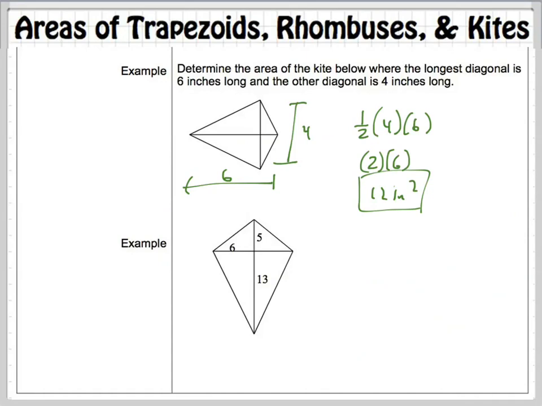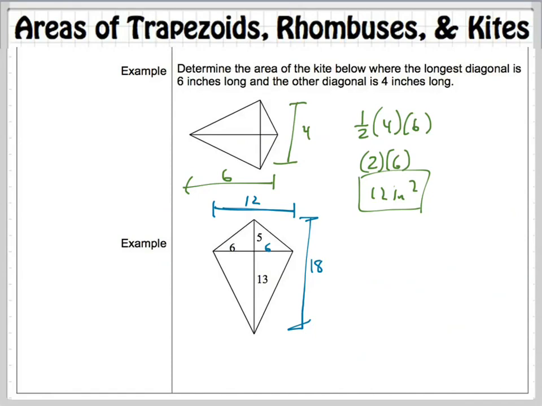Now let's do the other one. What's the length of the longer one? Yep. No, wait, not 13. 13 is just this part right here. 18, yes. Okay, what's the length of the shorter one? 12. How do you know it's 12? It only says 6. Oh yeah, it's bisected. That's the other thing you have to remember.